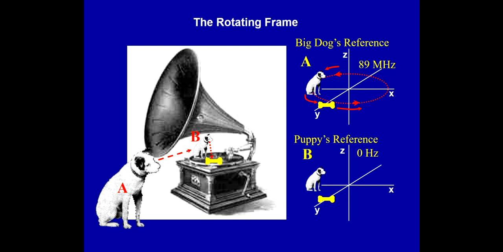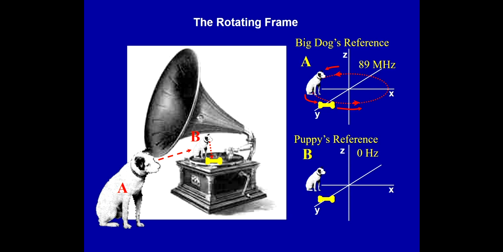It would be very hard for the dog to calculate exactly where the dog and the bone are at any given moment. Now, if we put ourselves in the perspective of the small dog, if we could get on this record player with the small dog, it would look to us like the dog was holding still, the bone was right in front of us. It'd be very easy to bend over and pick up that bone. So that is the rotating frame. The big dog is in what we call the laboratory frame. The small dog is in the rotating frame. So the rotating frame is putting ourselves in the perspective of something moving at the Larmor frequency.